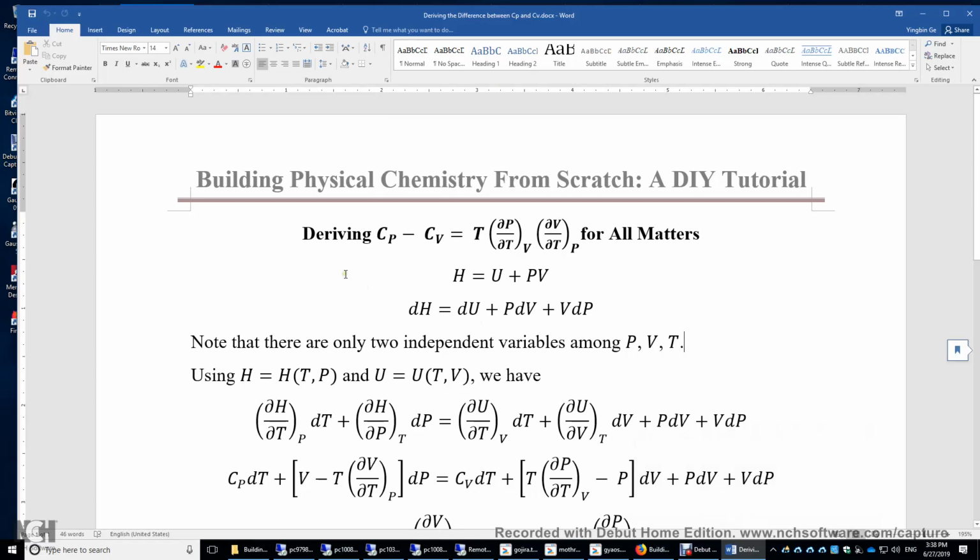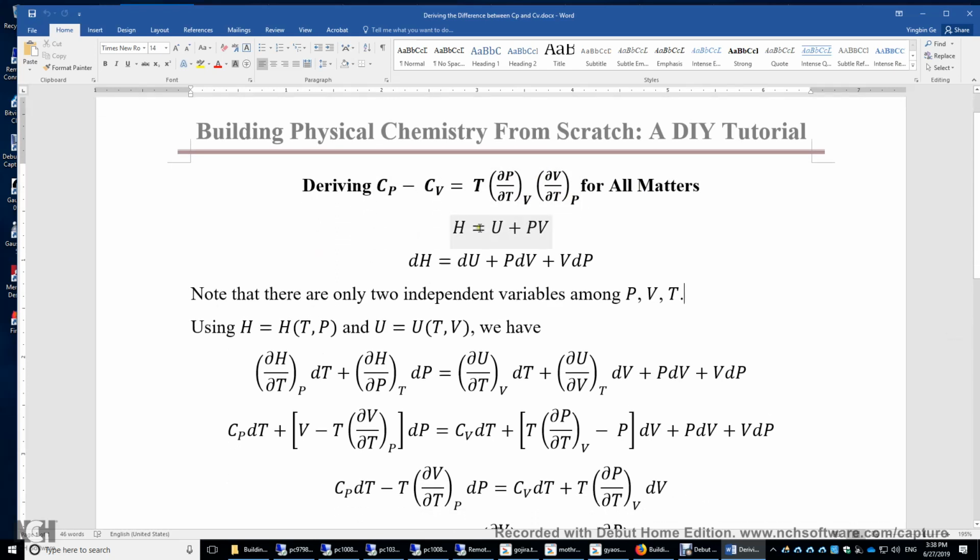In this video, I will derive the difference between Cp and Cv. Cp is the heat capacity under constant pressure condition. Cv is the heat capacity under constant volume condition. The difference is T times (∂P/∂T) under constant volume condition times (∂V/∂T) under constant pressure condition. This equation holds for all matters.